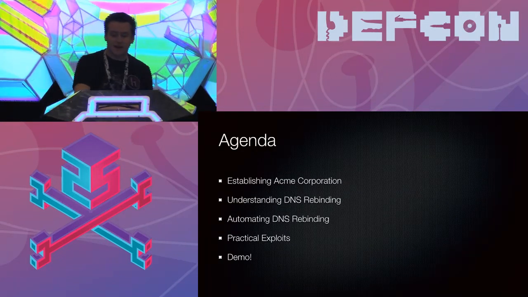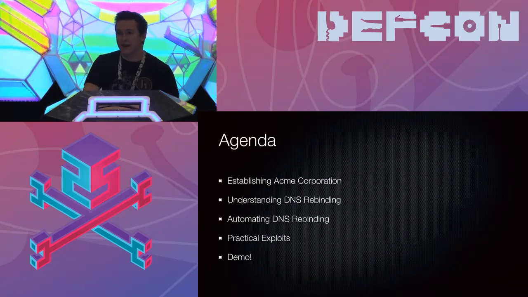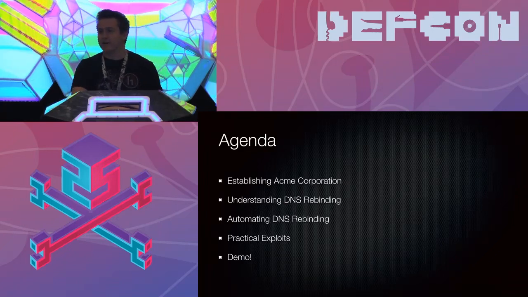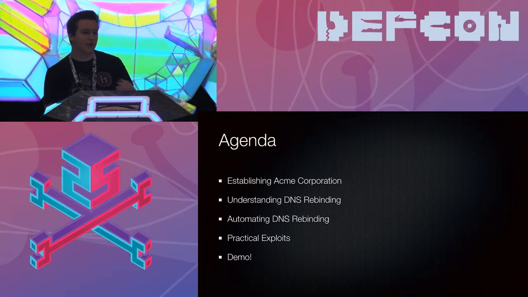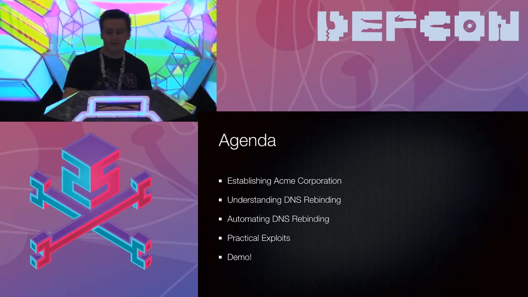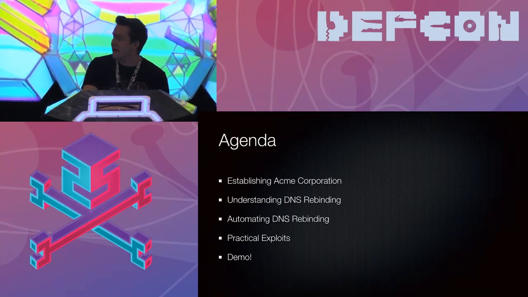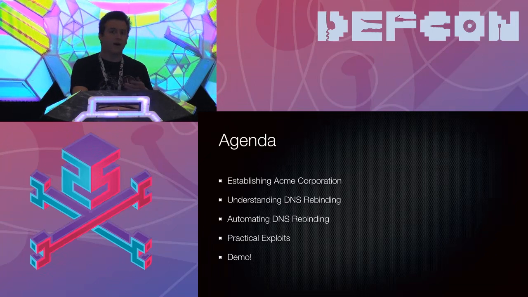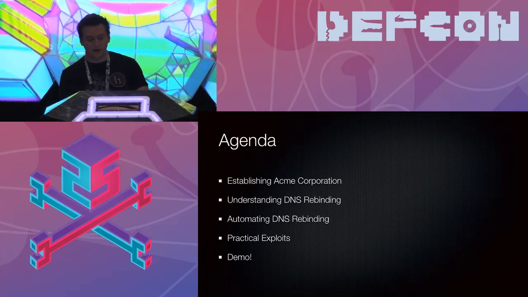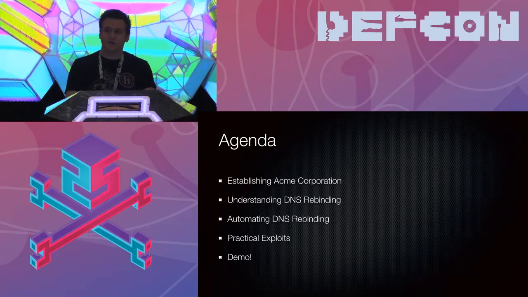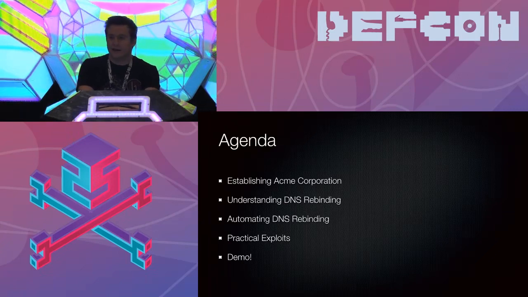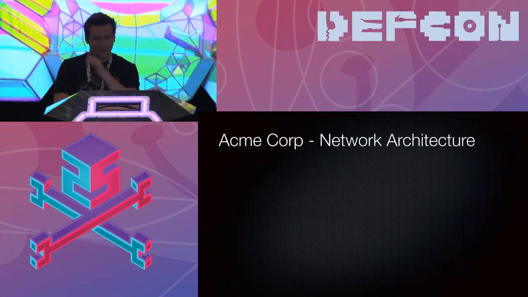Here's how we're going to talk about this today. We're going to establish a fictional company called Acme Corp, and use that for all of our references so that everyone can understand DNS rebinding. We're going to establish a network topology for this company. We're going to talk about how DNS rebinding could be leveraged in an attack against this company, and then how to automate some of that using the tool that I built, which will be released at the end of the talk. And then finally, I'm going to talk about some of the practical exploits of DNS rebinding against some real tools and applications.